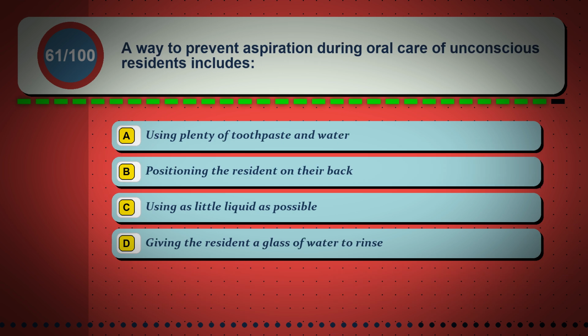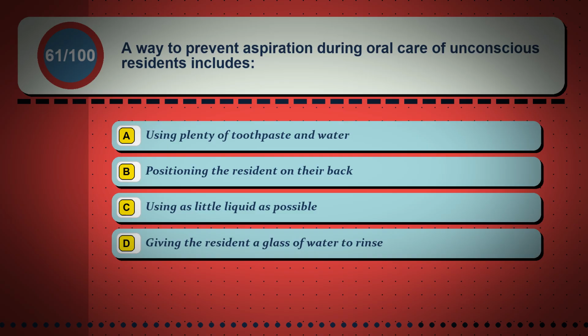Question 61. A way to prevent aspiration during oral care of unconscious residents includes option A, using plenty of toothpaste and water. Option B, positioning the resident on their back. Option C, using as little liquid as possible. Option D, giving the resident a glass of water to rinse.